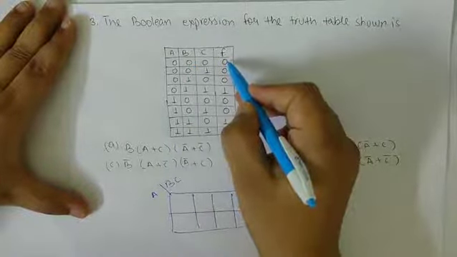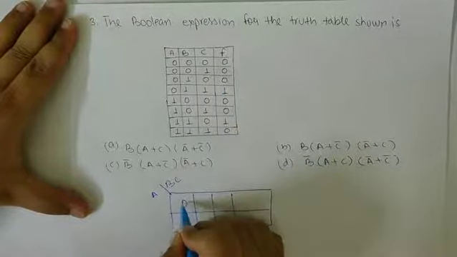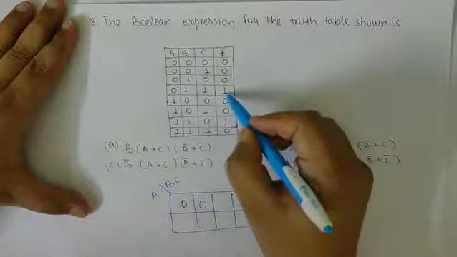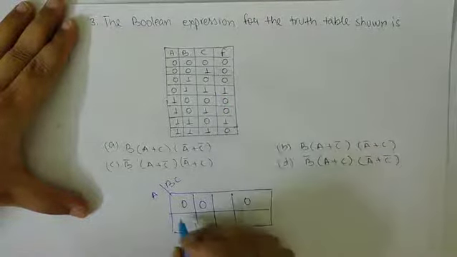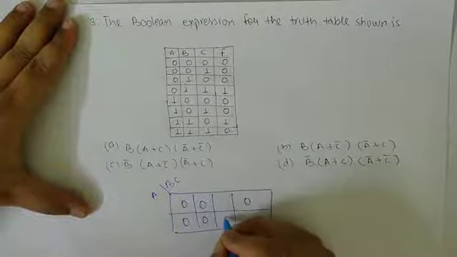Now 0 is in 0 1 2, 3 is 1, 4 5 and 6, 4 5 and 7, sorry, 4 5 and 7.